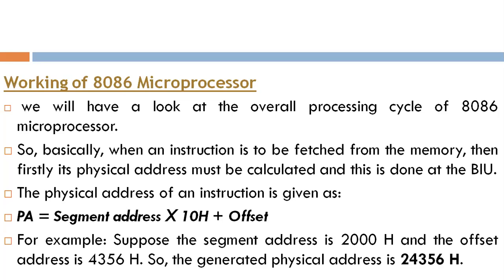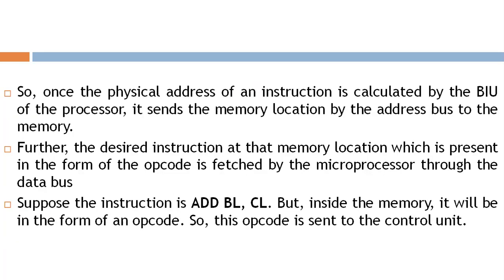At this memory location, the BIU will fetch the instruction, and those instructions are kept in the instruction queue. Suppose the instruction is ADD BL, CL. At this location, we have got this instruction. First, the execution unit will fetch this instruction.